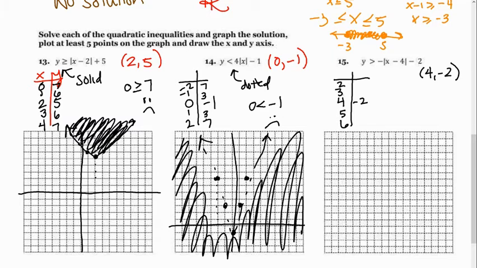When I plug in 3, 3 minus 4 is negative 1. Absolute value is positive 1. I'm going to make it negative. I get negative 3. The same should happen for 5. When I plug in 2, I get negative 2, turns positive, then negative. Get negative 4 for both of these.